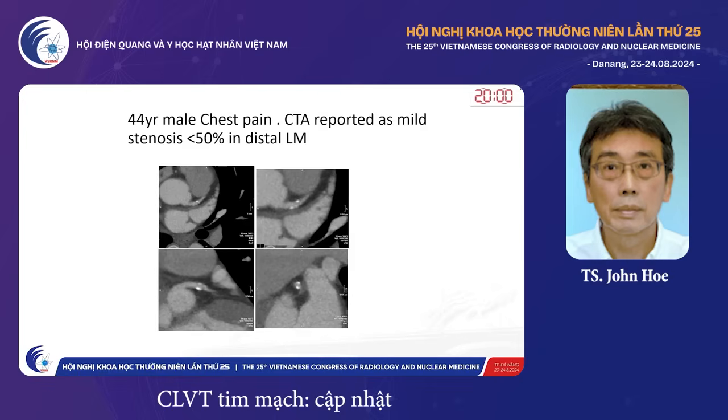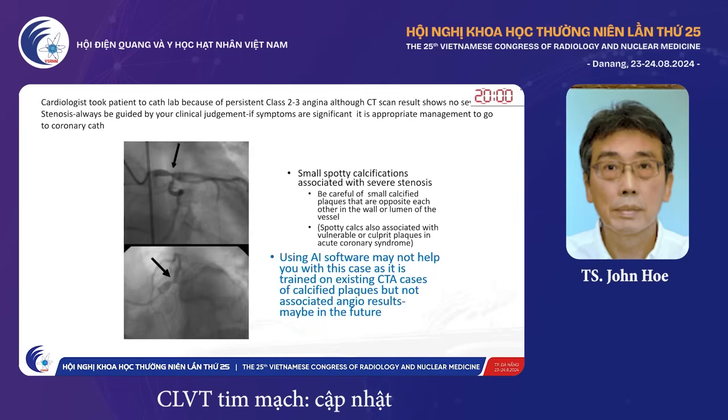Here's another patient, a 44-year-old man with chest pain. We reported the CT scan as showing mild stenosis in the distal left main. You see some calcified plaques opposite each other. But because he had persistent chest pain, he went to the cath lab and you can see a stenosis in the distal left main, which we missed. The reason for that is because of the calcifications that are opposite each other. They can cause partial volume artifacts and we can miss it.